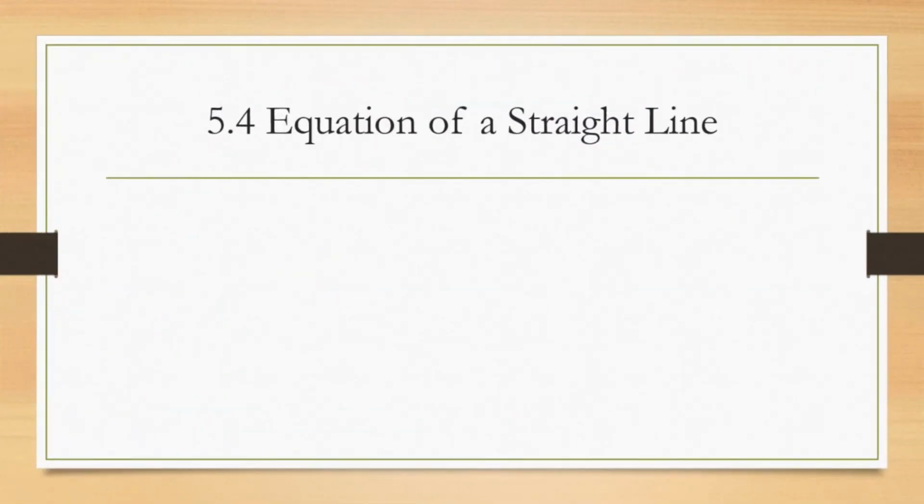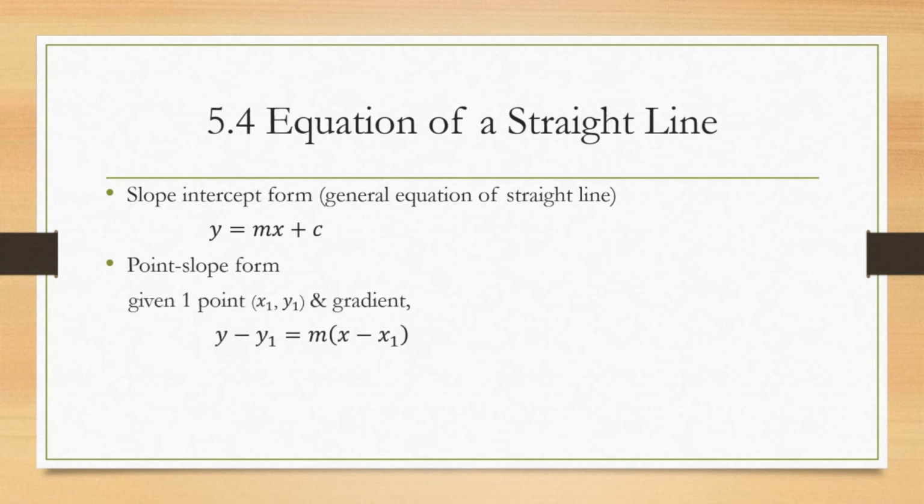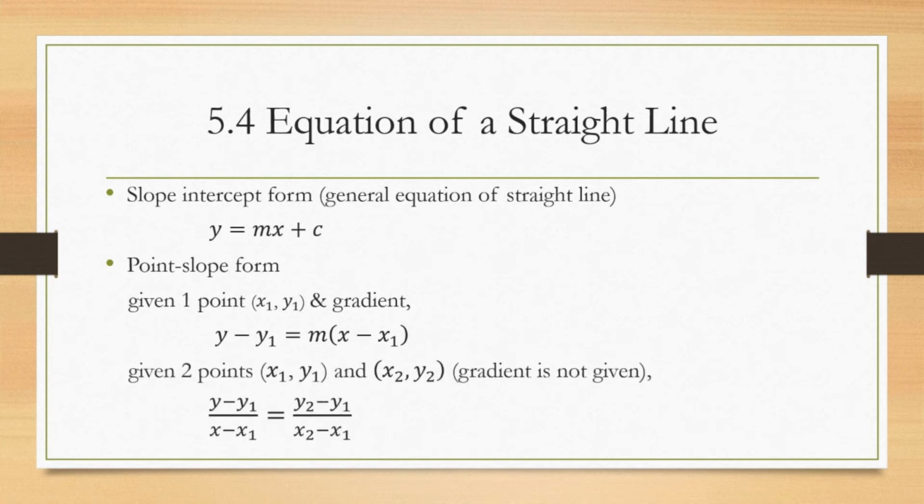The equation of a straight line can be divided into two types. First type, slope-intercept form, which is y equals mx plus c. Second type, point-slope form. When one point and the gradient of a straight line are given, we can use y minus y1 equals m bracket x minus x1. When 2 points which lie on the straight line are given, you can use the equation (y minus y1) over (x minus x1) equals (y2 minus y1) over (x2 minus x1).